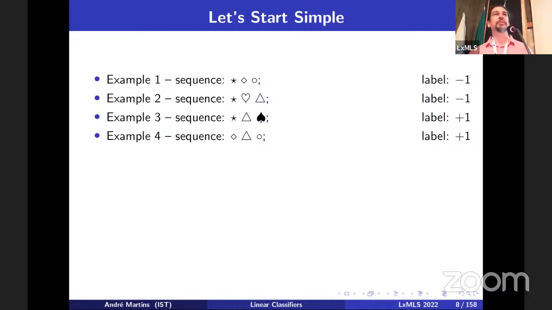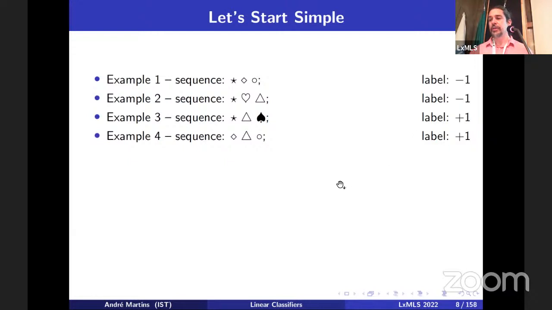Each example is a sequence, okay? And each sequence has exactly 3 symbols. The first sequence has these symbols: star, diamonds, and circle. The second sequence is star, heart, and triangle, and so on and so forth. For each of these sequences, we are given a label, and there are only 2 possible labels, -1 or +1. So this is an instance of a binary classification problem.